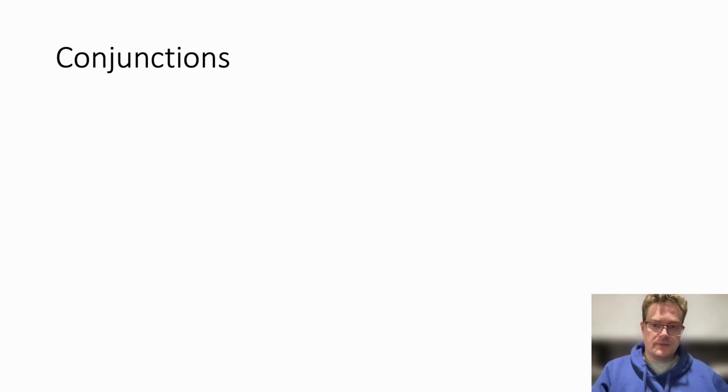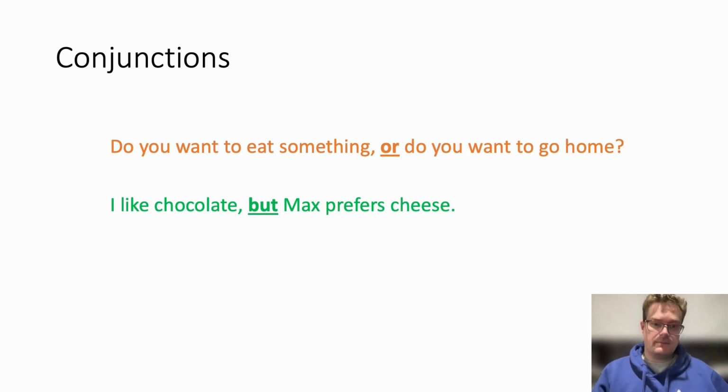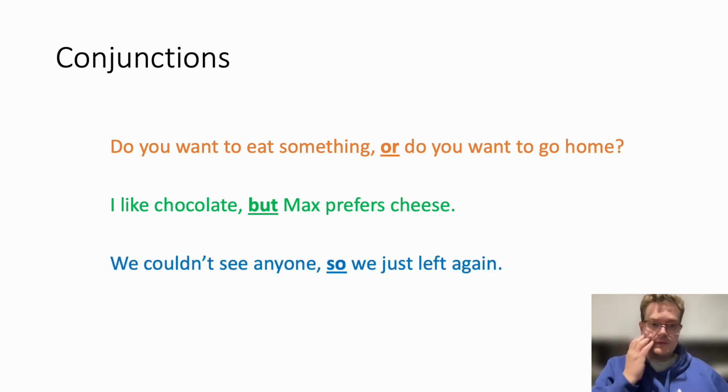Okay, let's explain this a little bit further. You might have a sentence like this: Do you want to eat something, or do you want to go home? I like chocolate, but Max prefers cheese. We couldn't see anyone, so we left again. Each of those, you've got two clauses, and then you've got a conjunction that is joining them together. So in the first one it's or, in the next one it's but, and in the third one it's so.